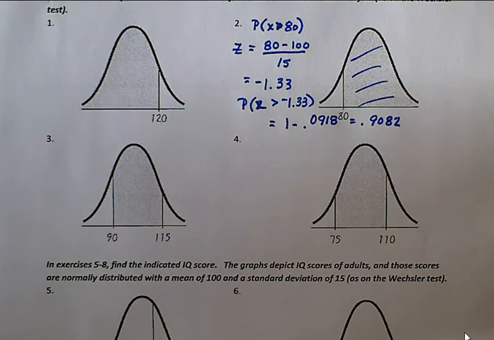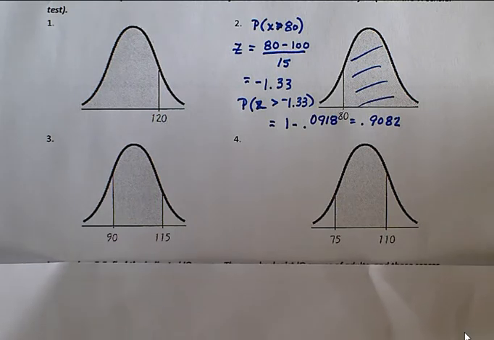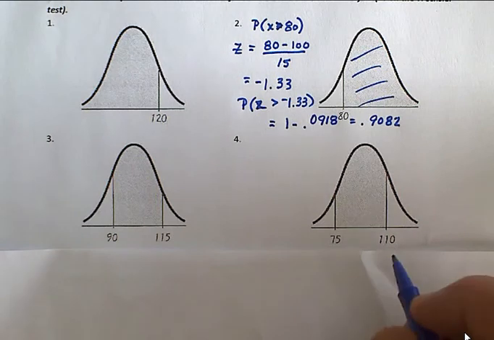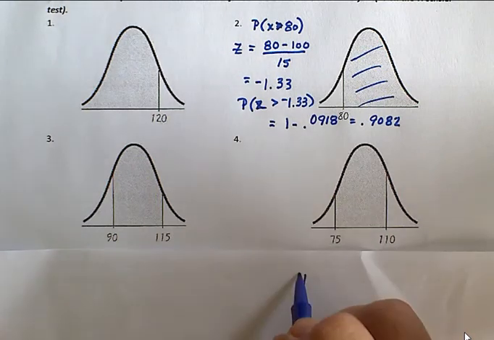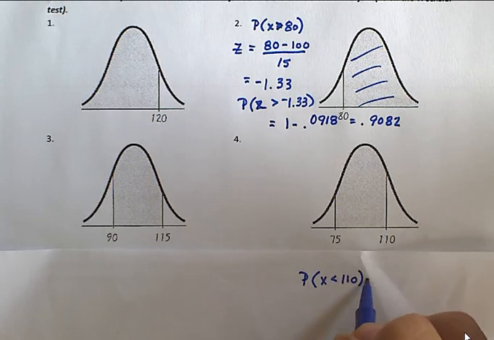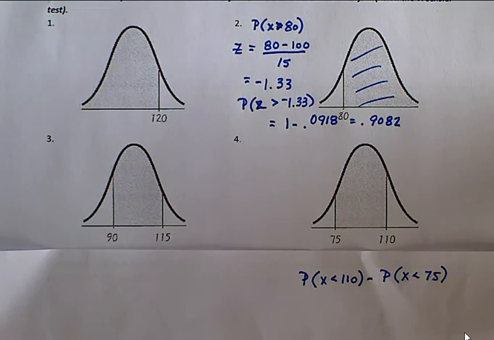Now the between problems just become a little bit harder too, because you have to convert 2 different numbers before you go into the between process. Okay. So this one here, number 4. I know I'm going to take the probability that X is less than 110 minus the probability that X is less than 75. Okay, that's how you do a between problem. And the problem is I don't want X's, I want Z's.